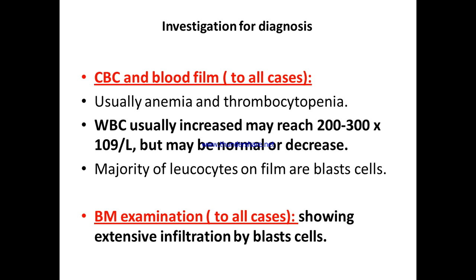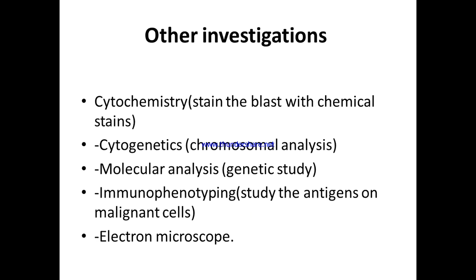But maybe also normal number or decrease, but there is abnormal function and morphology of these cells. So in addition to the increased number, there will be abnormality of the function and abnormality of the morphology. Bone marrow examination, BM, means bone marrow examination showing extensive infiltration by blast cells.